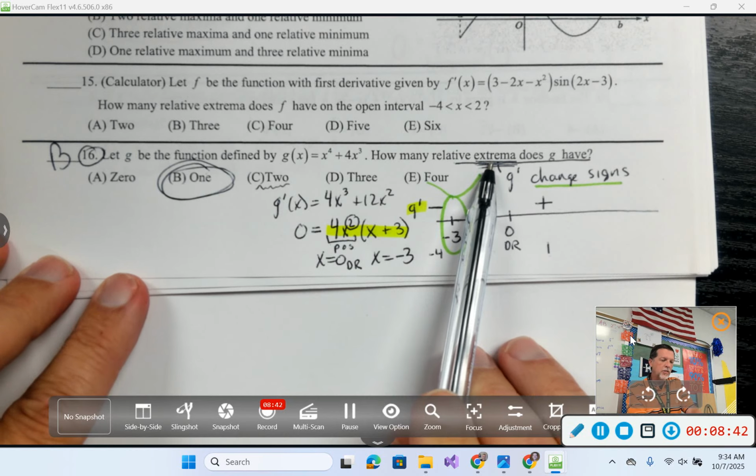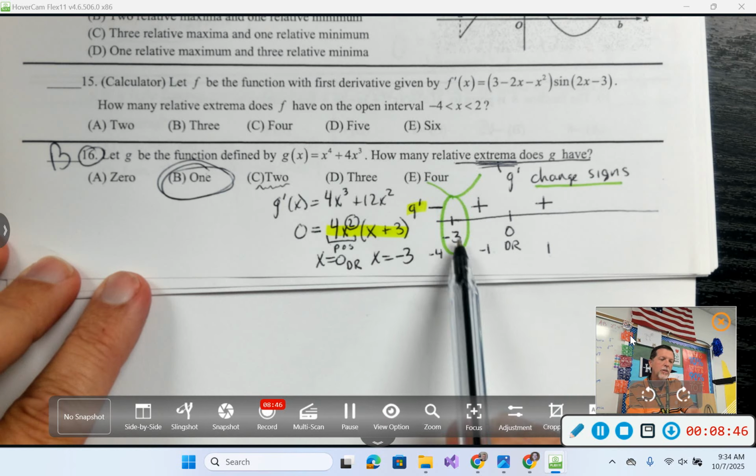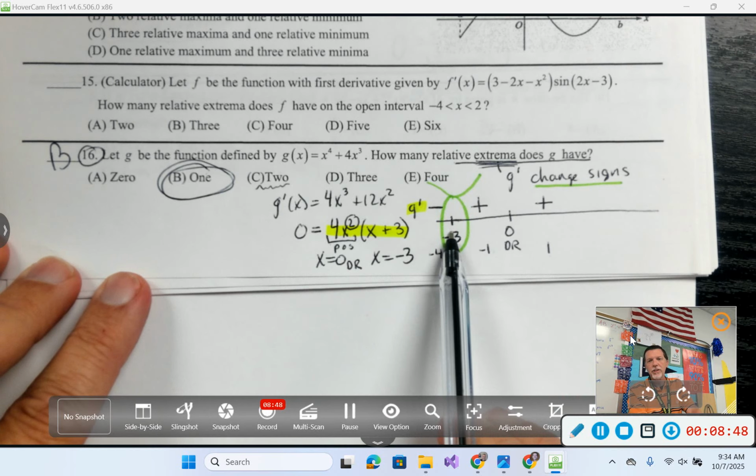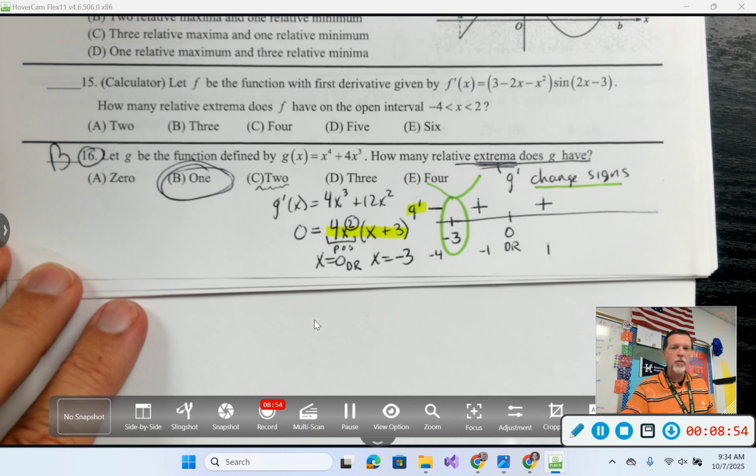So relative extrema, there's 2 critical points, but once we check them, we learn that only one of those is actually an extrema. Okay, hopefully that's helpful for seeing some examples from worksheet 2.